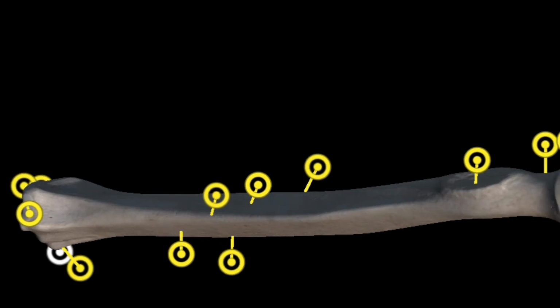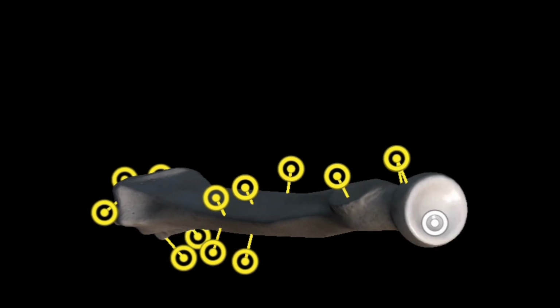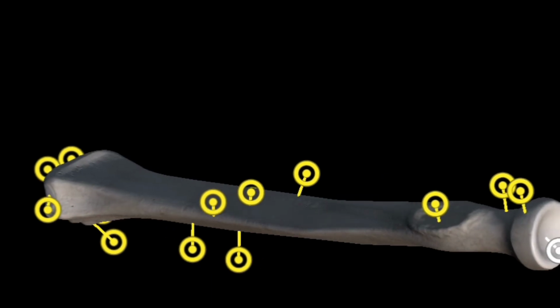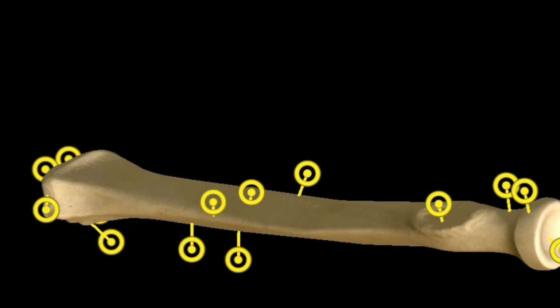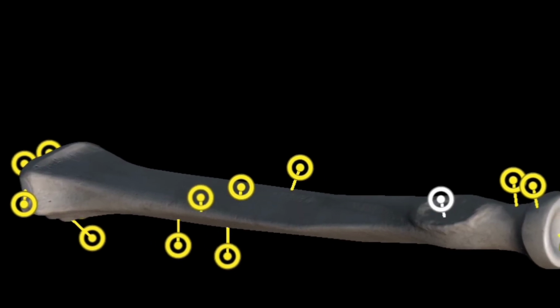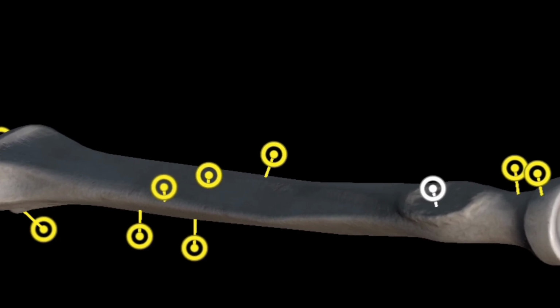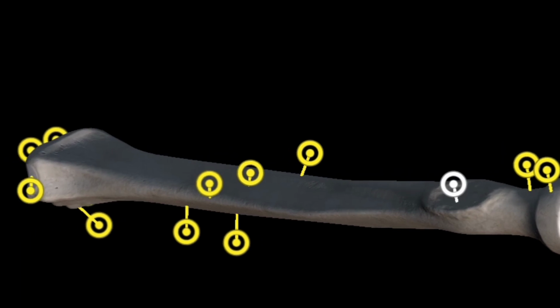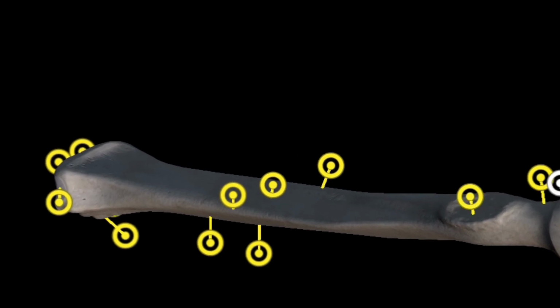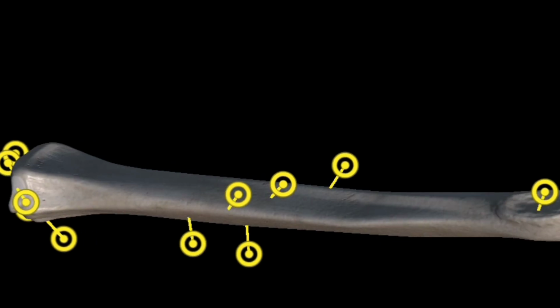From proximal, we will see here the articular fovea on the head of the radius that attaches with the capitulum of the humerus in the elbow joint. Here is the radial tuberosity, and here is the head of the radius, and below the head is the neck of the radius. Here in the shaft we will see the anterior border laterally, and here is the anterior surface.